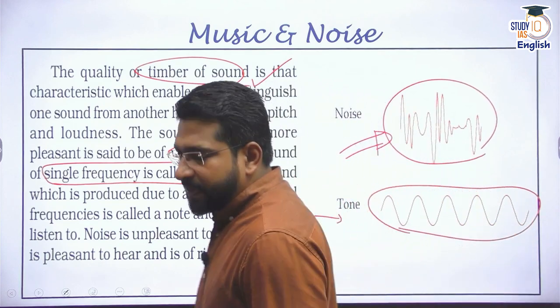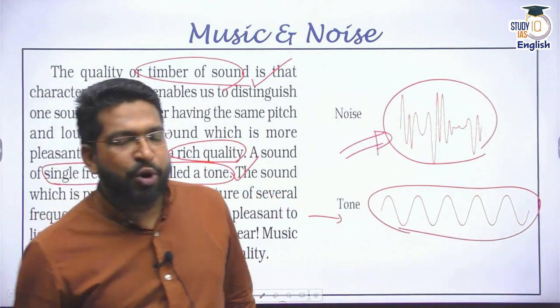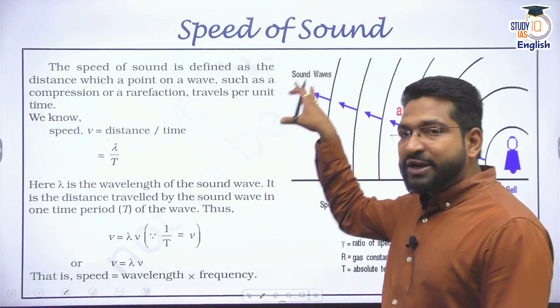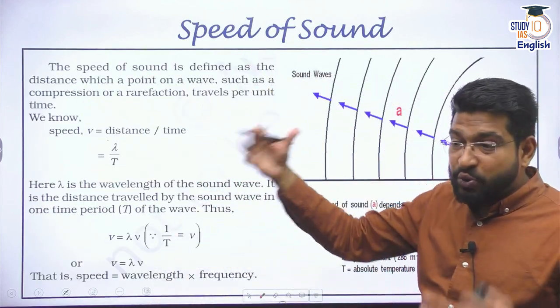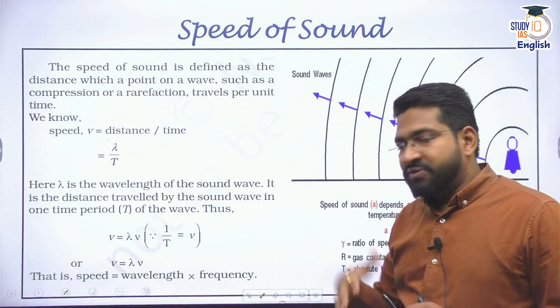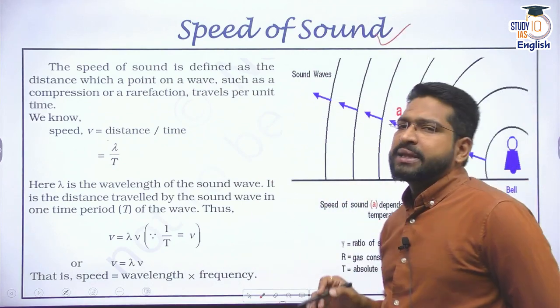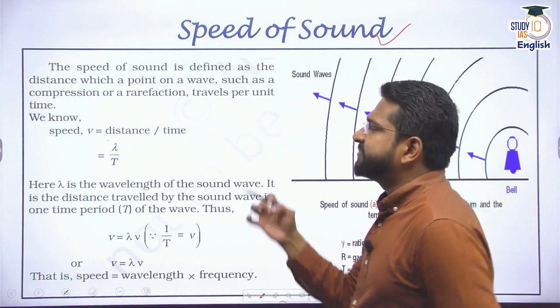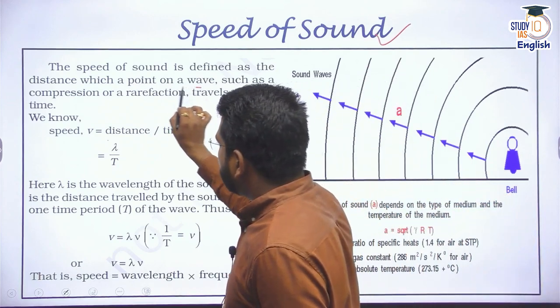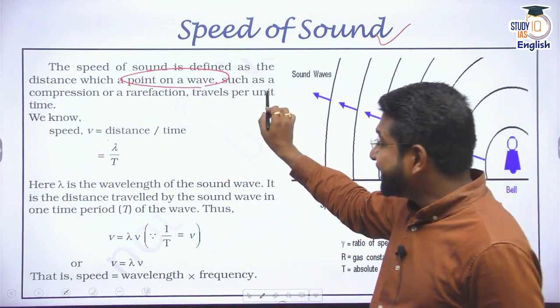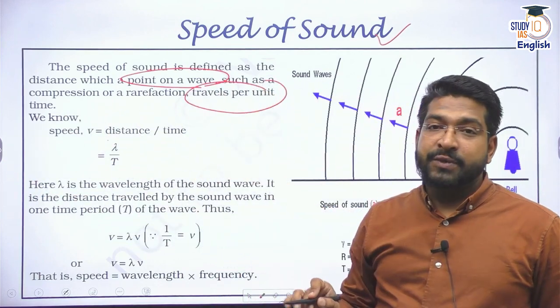Right. Now, apart from this, some very important developments in chapter 9 are connected to the speed of sound with respect to our audible range. We'll talk about audible range in some time, but first the speed of sound. The speed of sound is basically defined as the distance which a point on a wave, such as a compression or a rarefaction, travels in unit time.